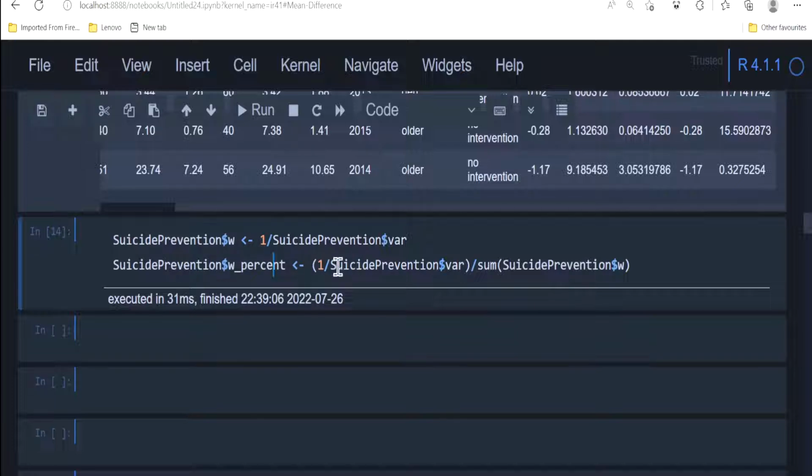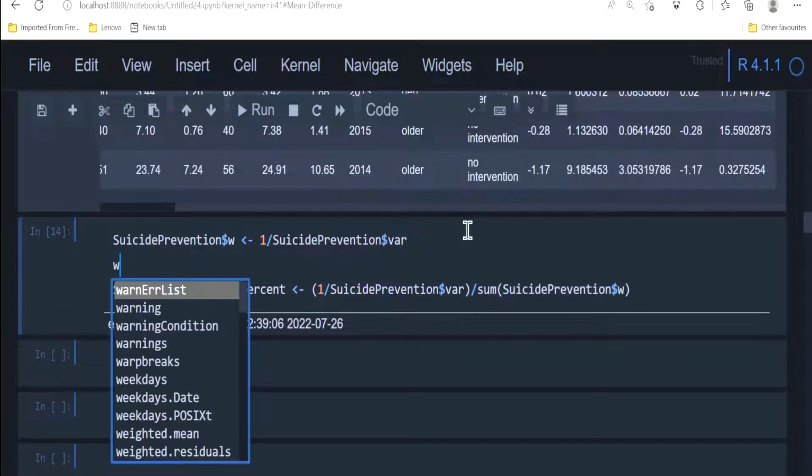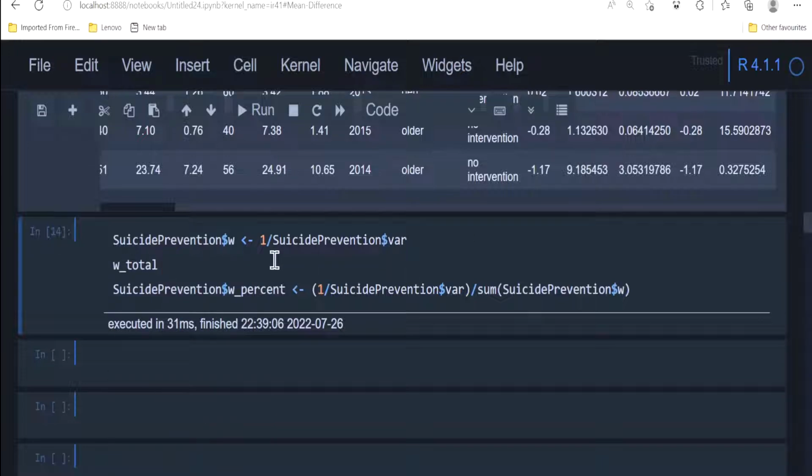Okay, the weight percent will be the weight divided by the sum. Maybe you can also calculate the weight total. The weight total is the sum of how much each of those studies contributes. So the summation of each individual study's weight will give us the weight total. I can simply replace this one with the weight, and then I can see how much the studies contribute. I don't need the weight percent to calculate my meta-analysis.